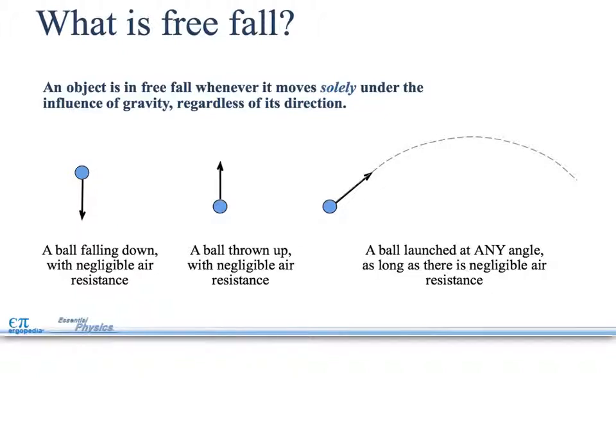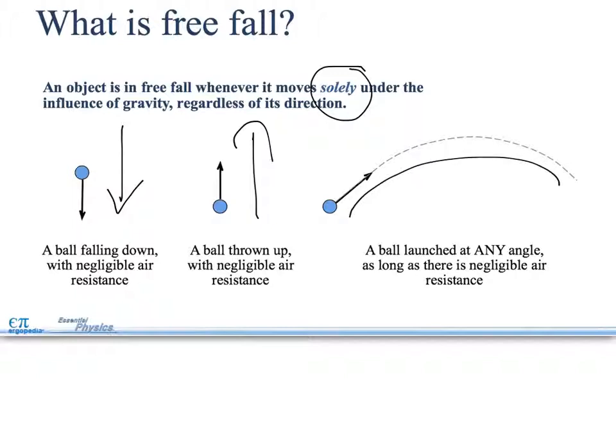An object is in free fall whenever it moves solely, this is the important part, solely under the influence of gravity, regardless of its direction. A ball falling down with negligible air, so going down, gravity's pulling it down. A ball thrown straight up, because gravity is going to slow it down, and a ball launched at any angle, as long as there is negligible air resistance. So as it goes like this, gravity is going to be pulling it down the whole time that it's in the air.